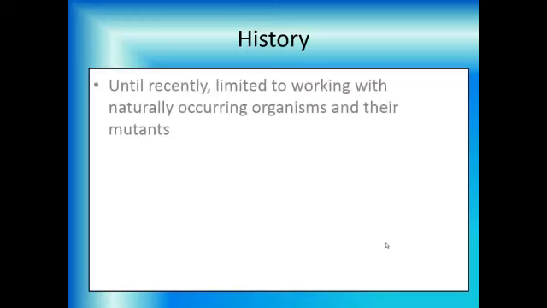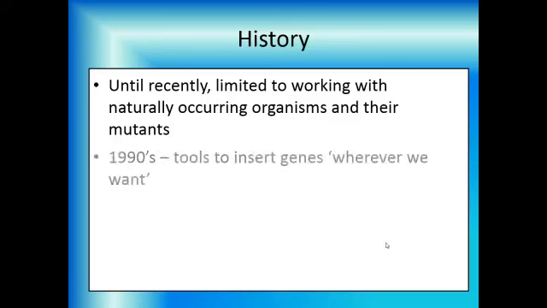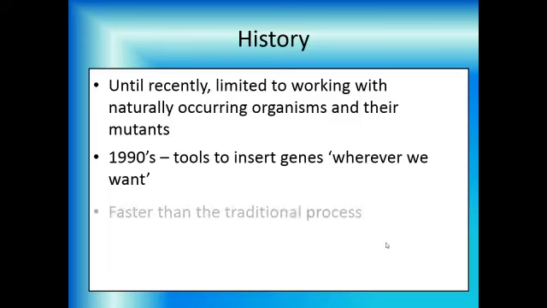As promised, here's the short history of the tools of recombinant DNA technology. Until recently, we were limited to working with naturally occurring organisms and their mutants. Well, in the 1990s, we developed tools to insert genes pretty much wherever we wanted. I put that in quotes because it's not as easy as it sounds. And it's faster than the traditional process, and it's also more accurate.